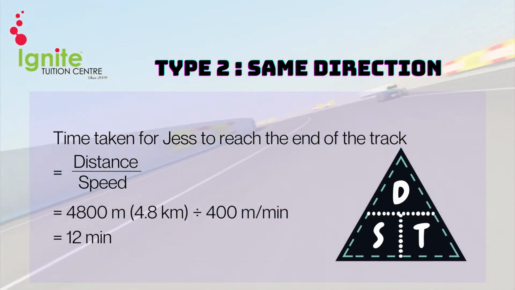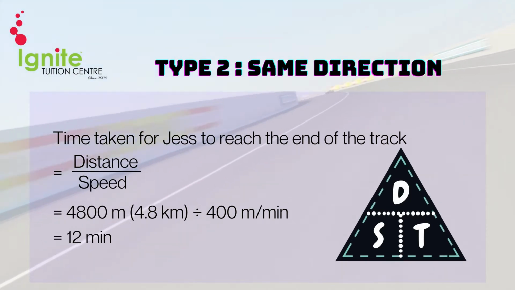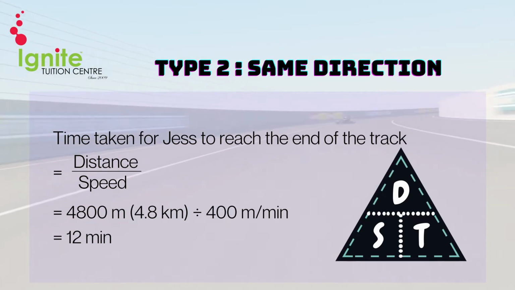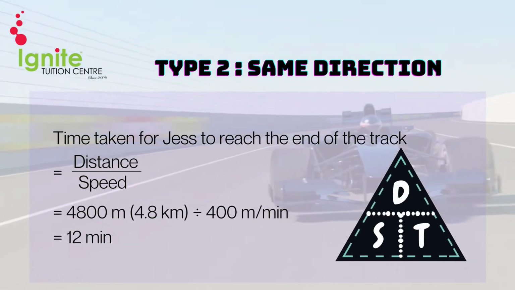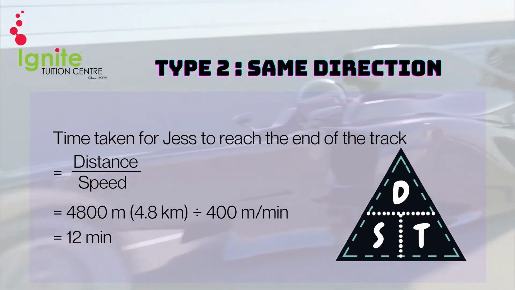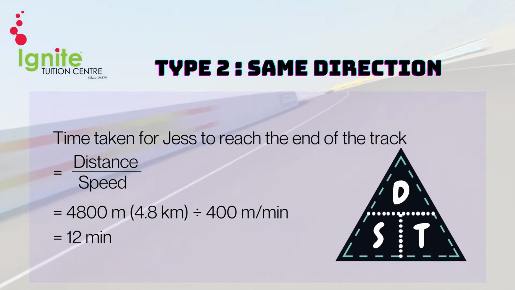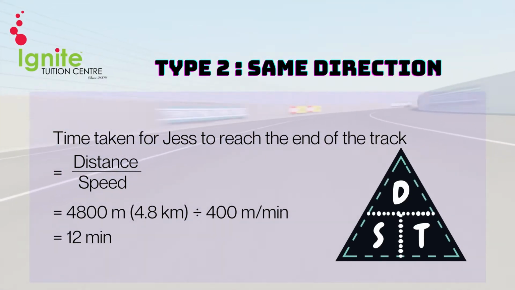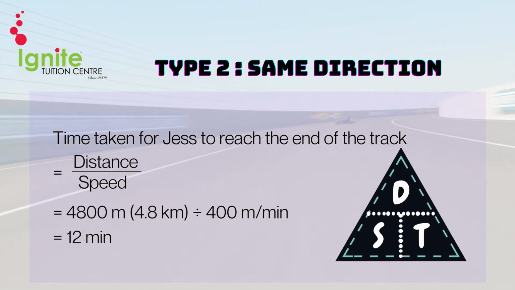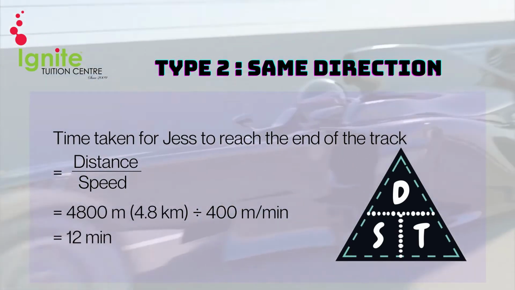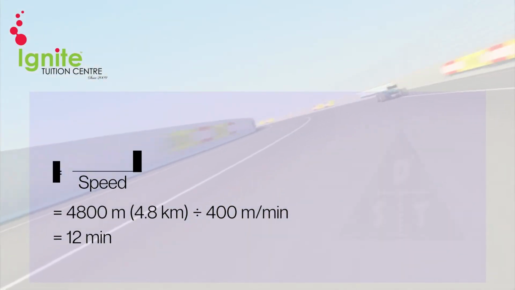Question 2 is an example of the second type of speed-related questions, which involves the same direction. Here, we are given the distance of the track as well as Jess' speed. Therefore, we can first find the time taken for Jess to reach the end of the track. Time equals distance divided by speed. So, we take 4,800 meters, which is converted from 4.8 kilometers, and divide it by her speed of 400 meters per minute to get 12 minutes.